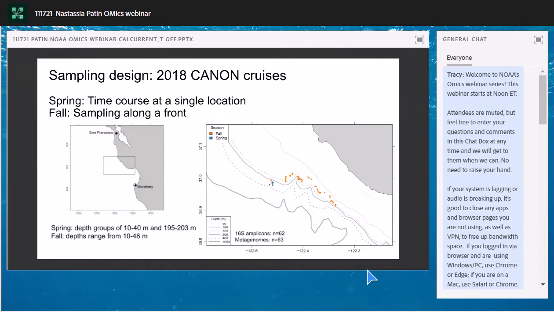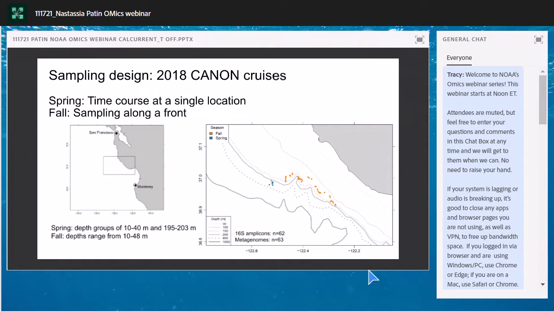touching on the oceanographic component of this study. And I'll be talking about a set of amplicons from a 2018 field survey. This particular field survey was part of the Monterey Bay Aquarium Research Institute's Cannon cruises, which they run a few times a year doing different experiments. And in this case, they did a cruise in the spring and a cruise in the fall.